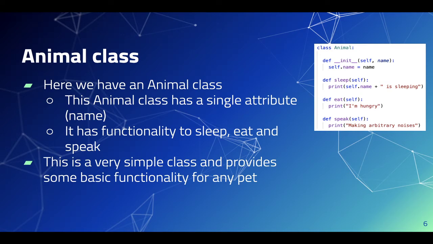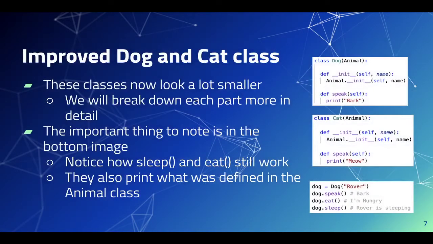So this animal class has a single attribute called name, and this could be different between different instances of the object. Notice that an instance is just what you get when you instantiate a class. So different instances of this animal object could have different names. And it also has the same functionality: sleep, eat, and speak. So this is a very simple class and provides some basic functionality for any pet. So dogs and cats are all pets, and this animal class provides the same functionality.